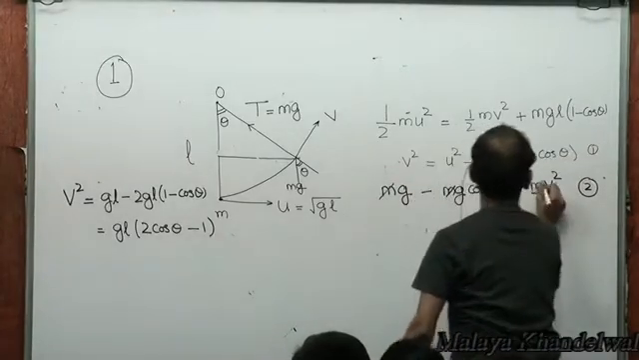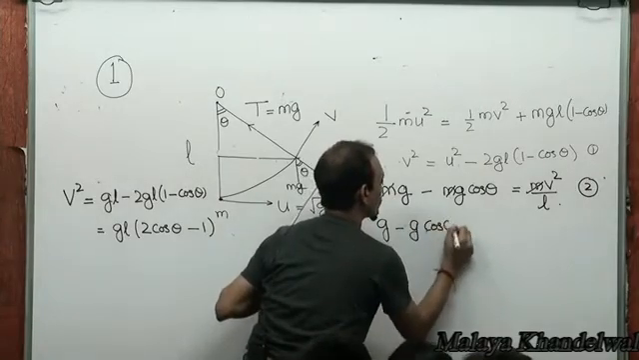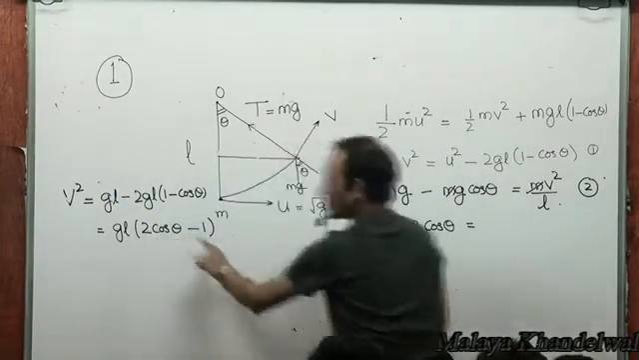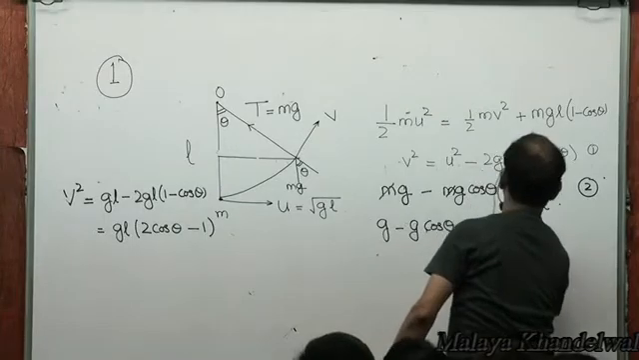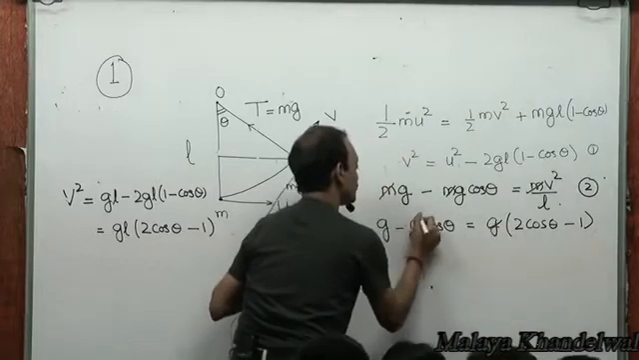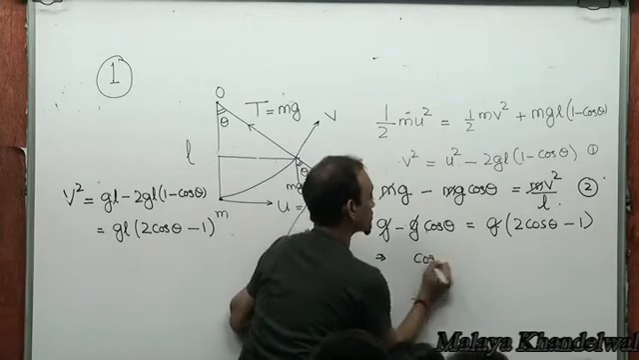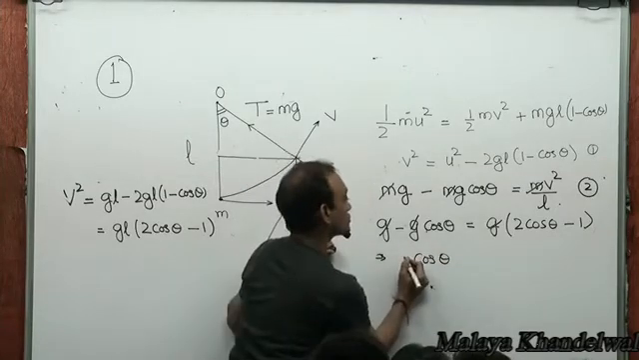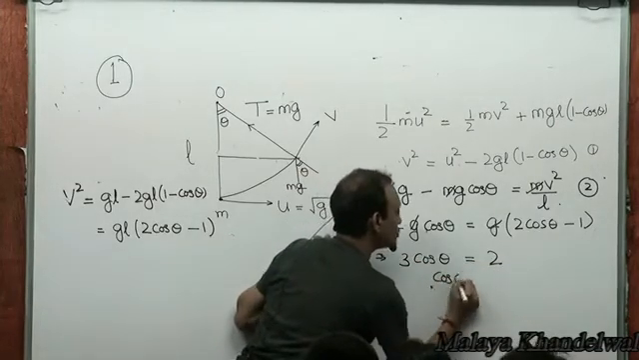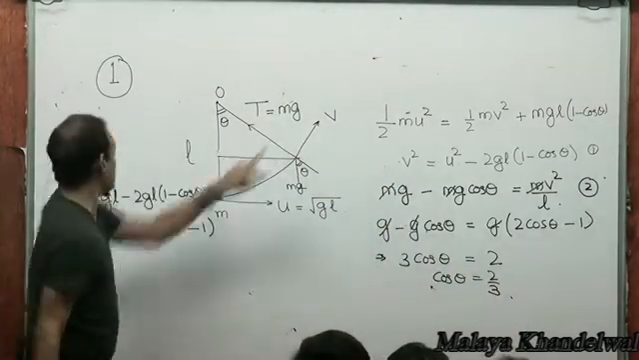V squared by L, right? M of course gets cancelled. So G minus G cos theta is V squared by L. V squared by L is G into 2 cos theta minus 1. G of course gets cancelled. That gives me 3 cos theta equals 2, or cos theta equals 2 by 3. At cos theta equal to 2 by 3, T becomes equal to mg.